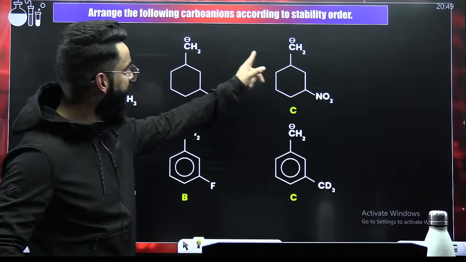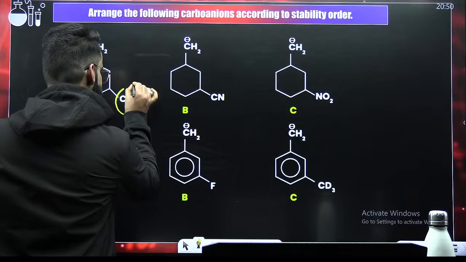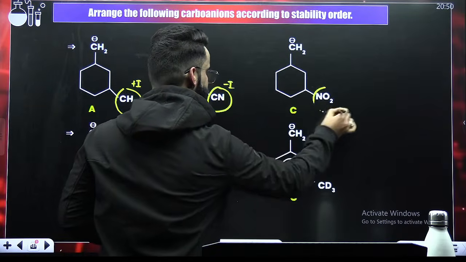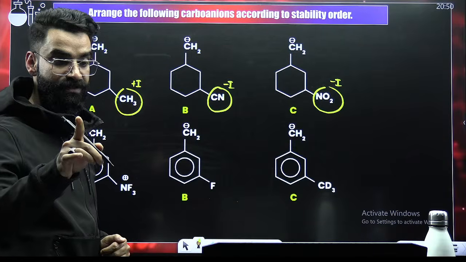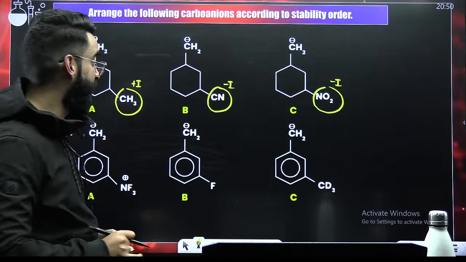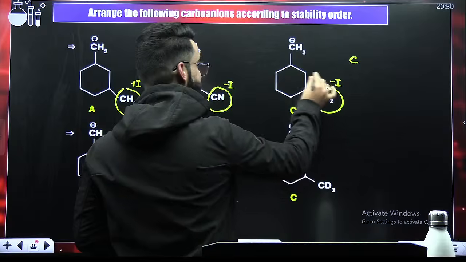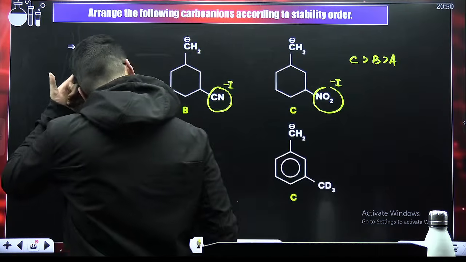These are all carbanions. Carbon carrying negative, carbon carrying negative, carbon carrying negative. Now, this is electron donating, plus I. This is electron withdrawing, minus I. This is also electron withdrawing, minus I. And carbanions are stabilized by electron withdrawing groups. Now, which one is more withdrawing? Nitro is more withdrawing, so it will stabilize the carbanion the maximum, followed by B, followed by E. This is the stability order.